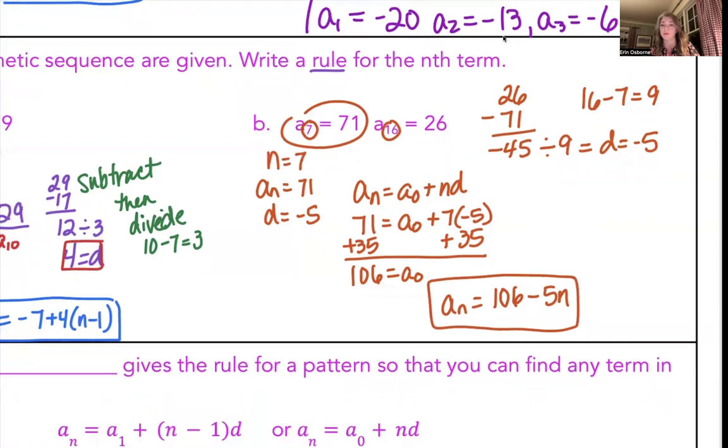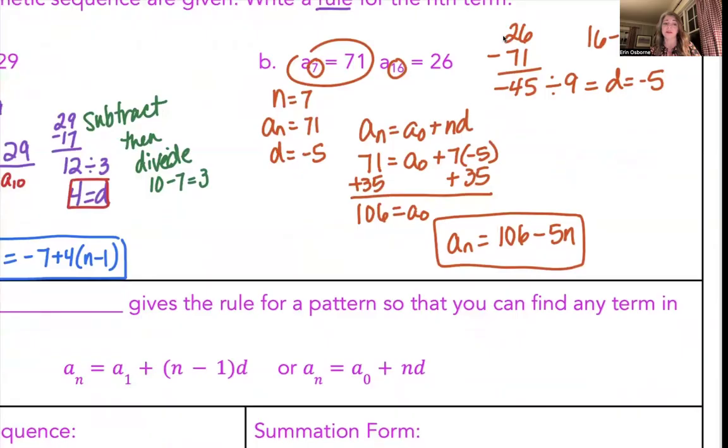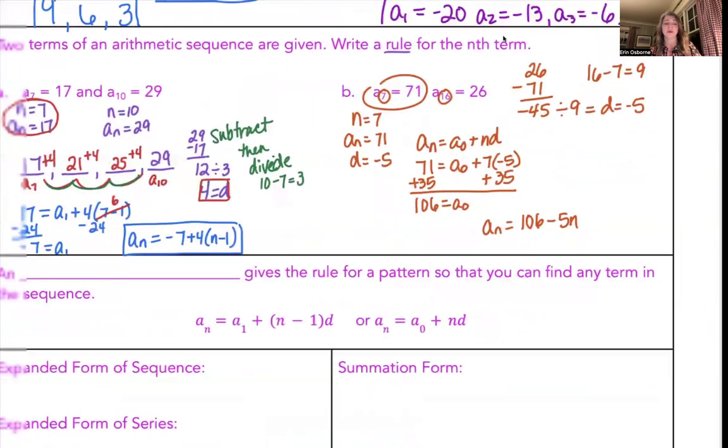Sometimes your numbers are going to be really big. Sometimes you could even get decimals, which we haven't hit any yet.